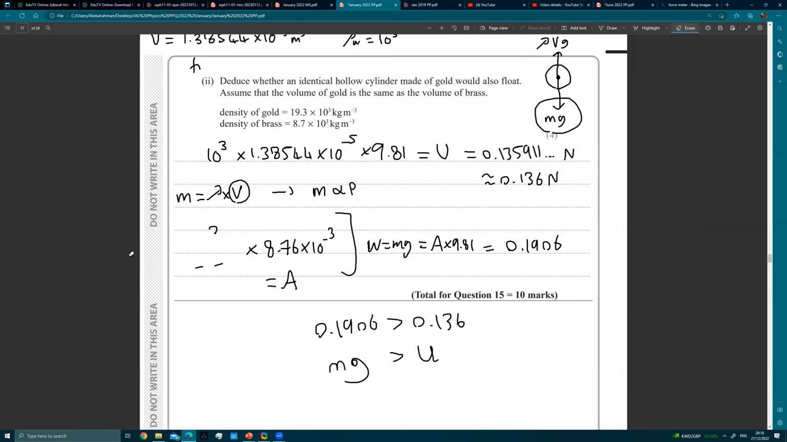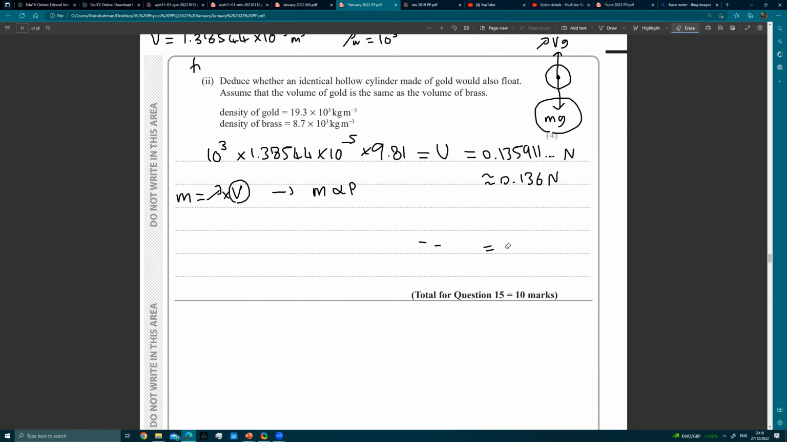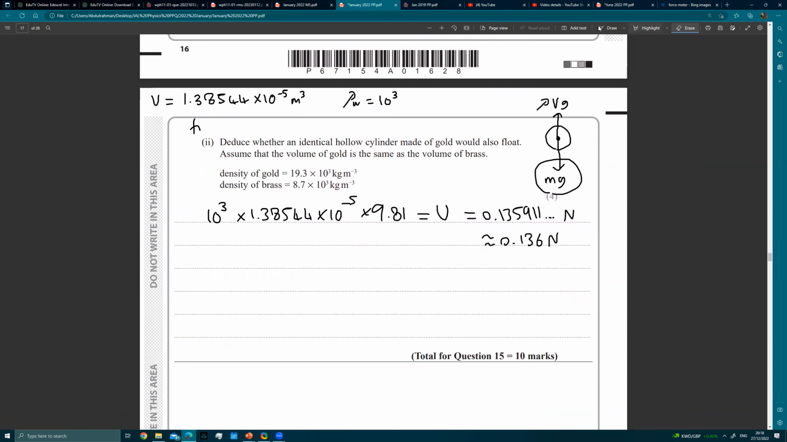So the first part made sense, I'm assuming. For it, we need to work out what the weight is and work out what the upthrust is and compare it. The upthrust is just the volume times the density of the water or the fluid. The density is 10 to the minus 3. This is the volume we worked out in the previous question, because it says assume that the volume of the gold is the same as the volume of the brass. So this is the density times the volume times g, and that was our upthrust. And we got 0.14 newtons to 2 sig figs.